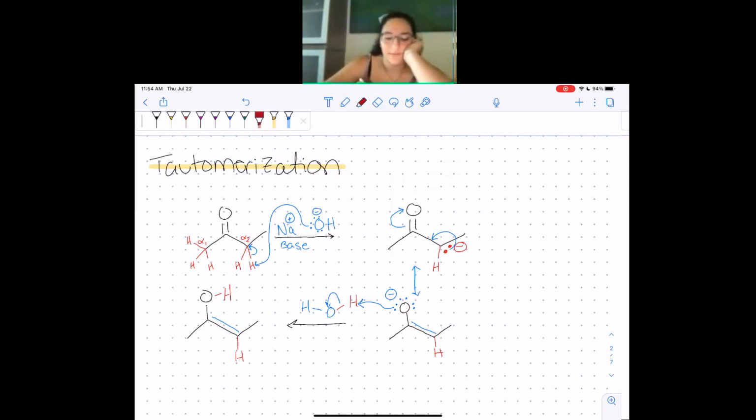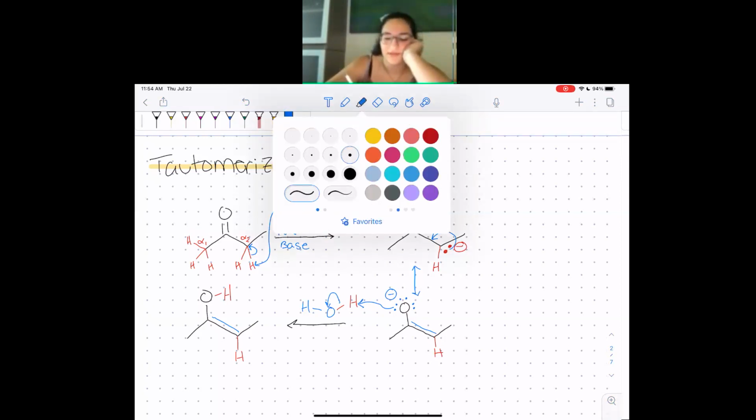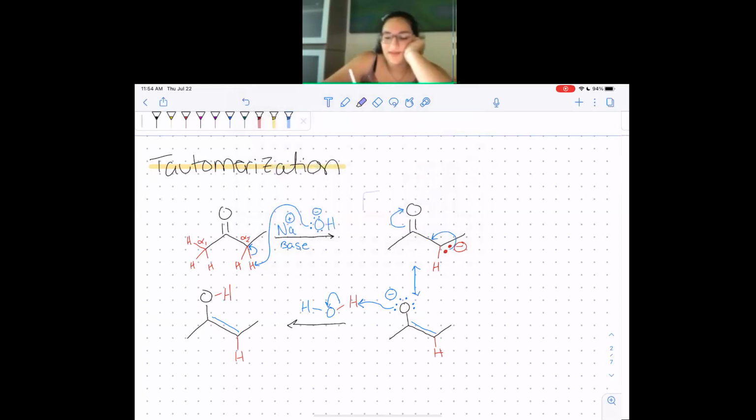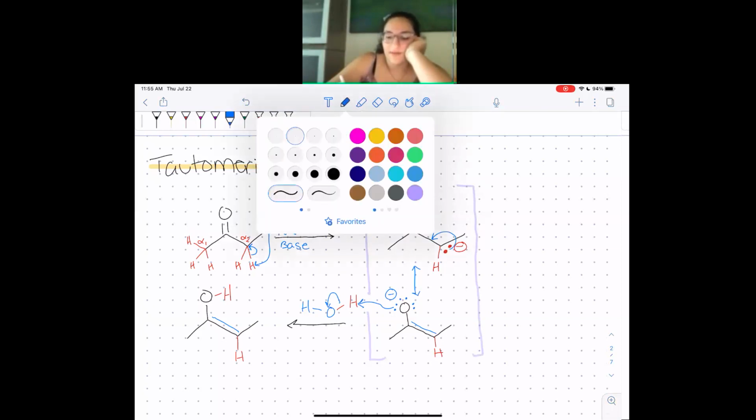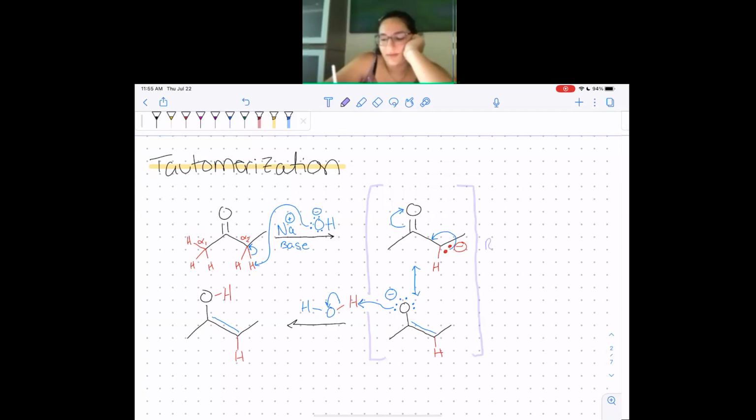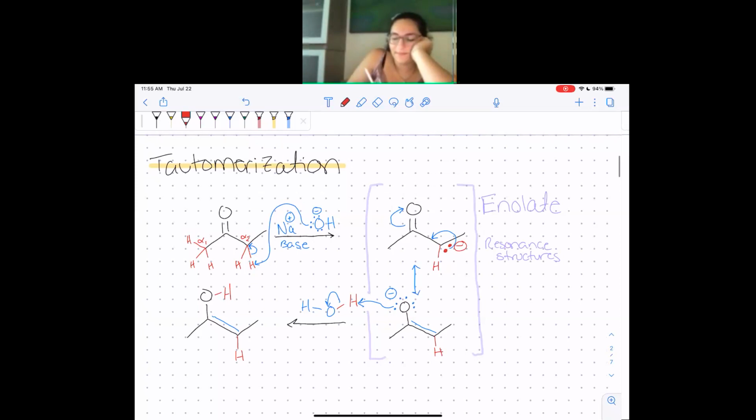All right, so we talked about how, I'm going to change the color of this for a moment. We talked about how these two are a pair of resonance structures, right? So let's go ahead and label. They are resonance structures. And this pair of resonance structures actually has a name. It's called the enolate. And this final product is called the enol.